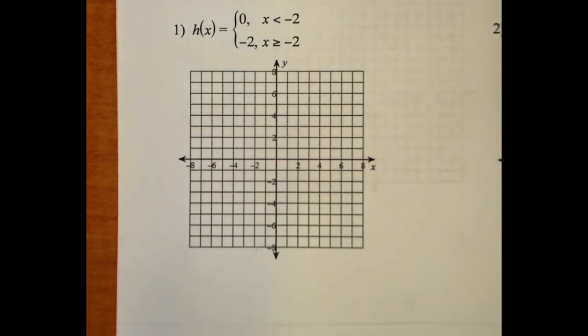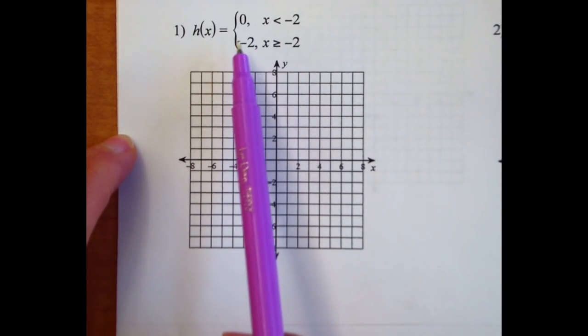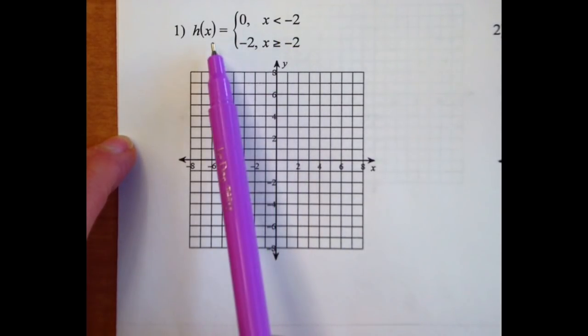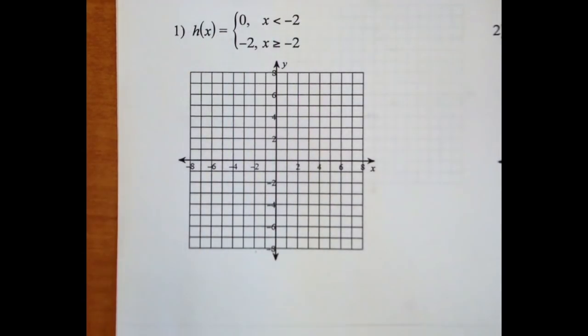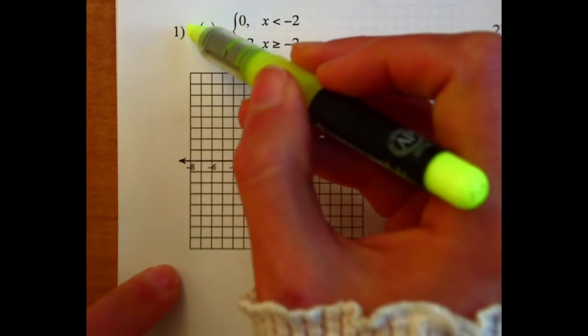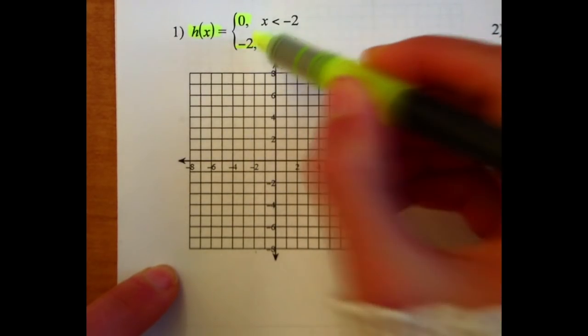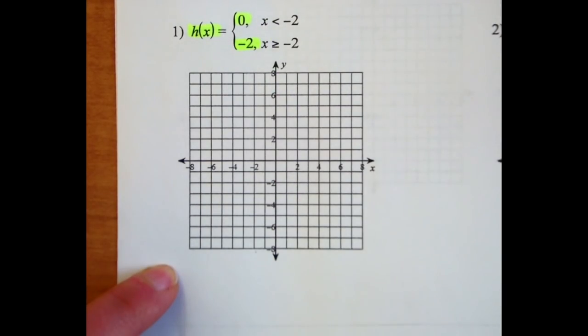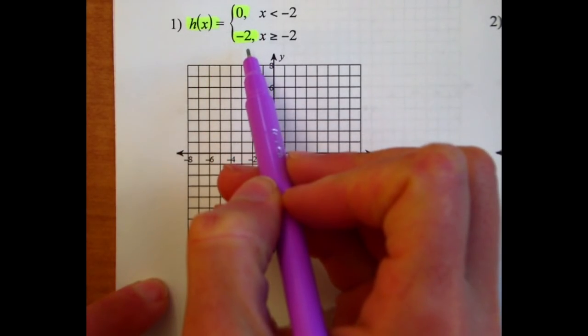So, your reading notes this weekend for 2.3 explain to you that piecewise functions mean that there are different pieces or different parts of the function. So we actually have two equations here. One of them is h of x equals 0, and one of them is h of x equals -2. If I were to write these as two different equations, my first equation would be h of x equals 0, my second one would be h of x equals -2.